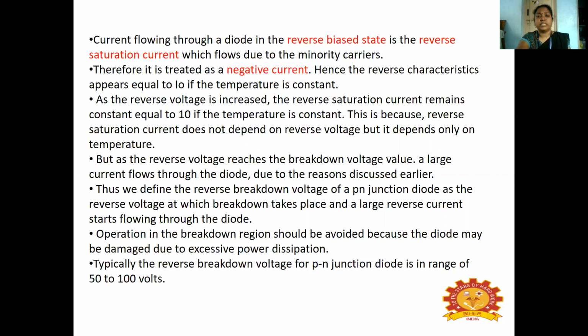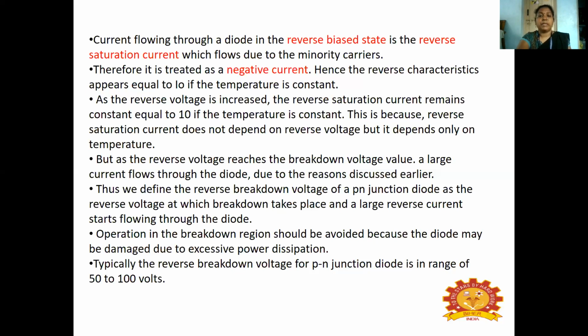But as the reverse voltage reaches the breakdown voltage value, a large current flows through the diode, for reasons which I have discussed already. Thus we define the reverse breakdown voltage of the PN junction diode as the reverse voltage at which the breakdown takes place and a large reverse current starts flowing through the diode.